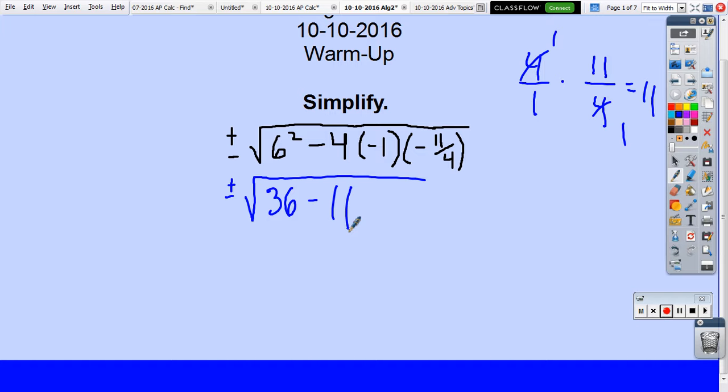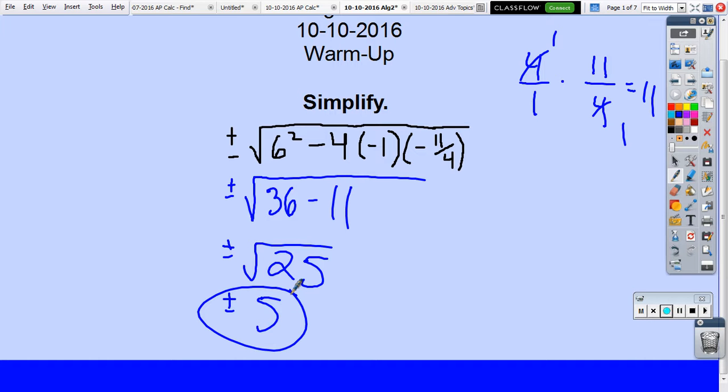If you got something different than this, then you may have made a simple mistake, and maybe you did 36 minus negative 11, but be careful, there's only one correct value here. And then you have plus or minus the square root of 36 minus 11, which is 25. So good job for those of you that got plus or minus 5. Notice the square root of 25 is 5. So this is really a lesson on being very careful with your arithmetic. Is it positive? Is it negative? Which one is it? Because if you get it wrong, then the whole thing's wrong.